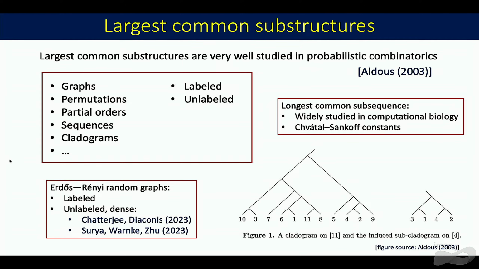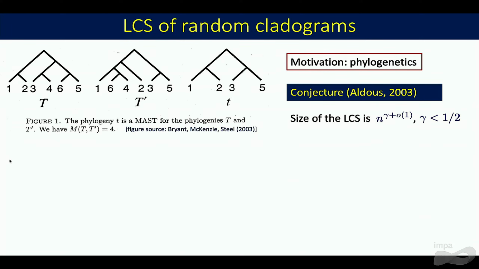So another story is that of cladograms. These are leaf-labeled binary trees. Suppose you have a binary tree like so, and you have labels on the leaves. The motivation here comes from phylogenetics. You can think of these as species, and this binary tree represents how they evolved.